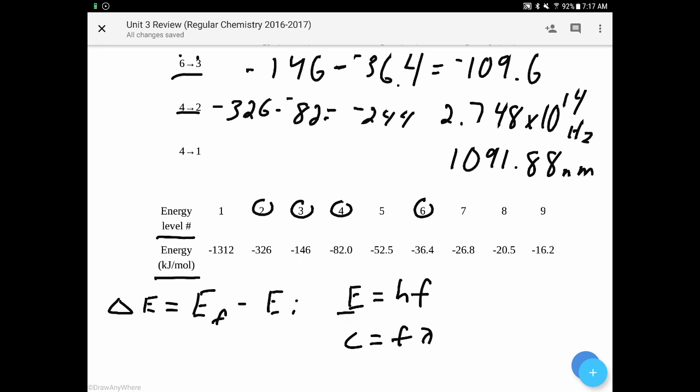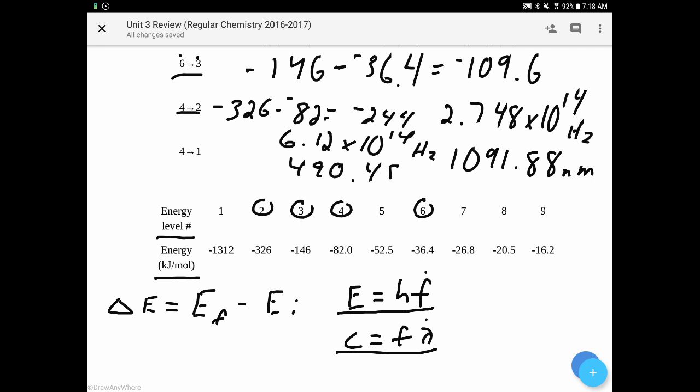Then we do the same thing. We use this equation to find frequency. We use this equation to find wavelength. And those are respectively 6.12 times 10 to the 14th hertz and 490.45 nanometers. Okay. All right.